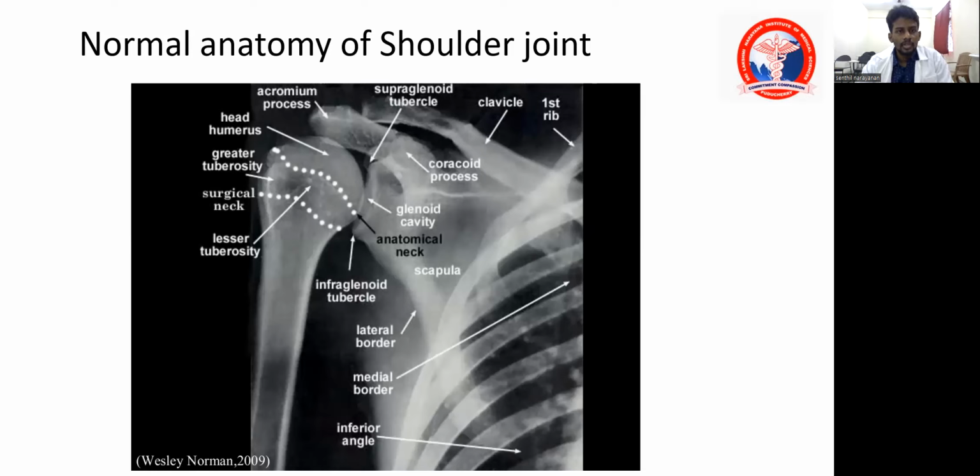Coming to the anatomy of shoulder joint, as we have seen, there is a glenohumeral articulation and sternoclavicular articulation. And here we can see the humerus, scapula, and the clavicle. This is the humerus. This is the scapular bone. This is the acromion process of the scapula. This is the coracoid process, and this bone here is the clavicle.